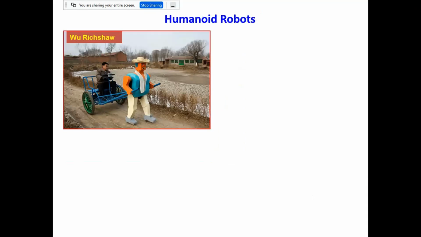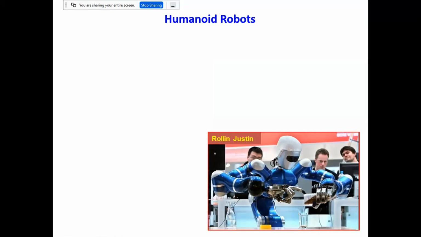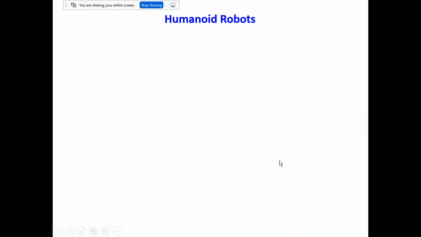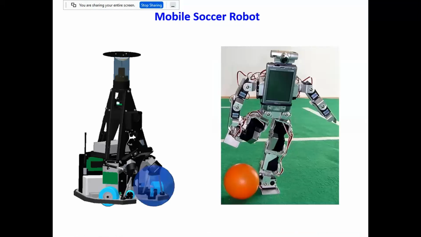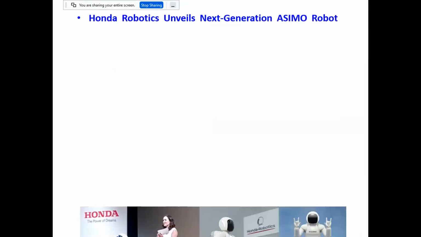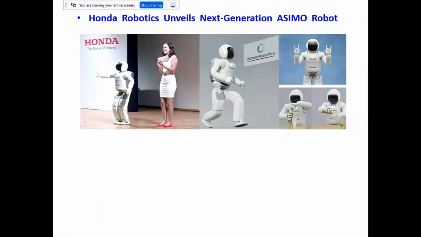Now we'll see one more thing, a farmer's rickshaw. The farmer Ulu drives his auto rickshaw pulled by his self-made walking robots. Similarly, you'll see Rollin' Justin, which you may have seen preparing tea and coffee for people. Then robot mobile saucer robots. Then Hyundai, you will see they are developed.